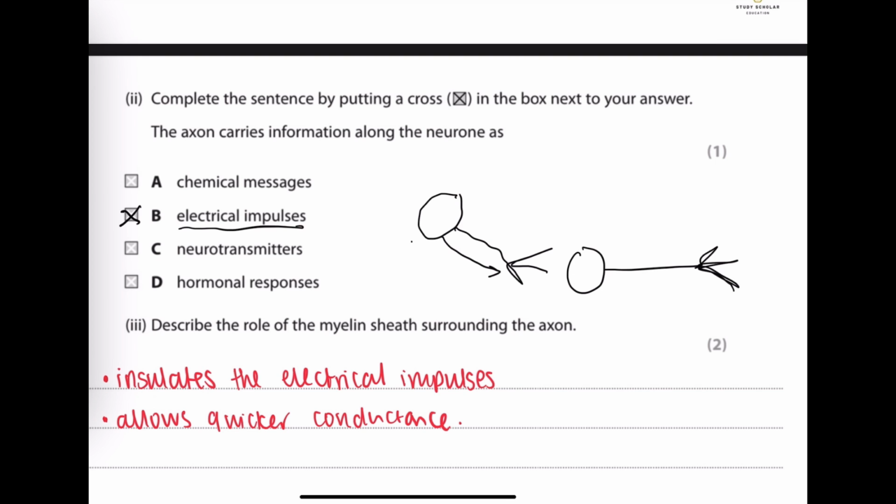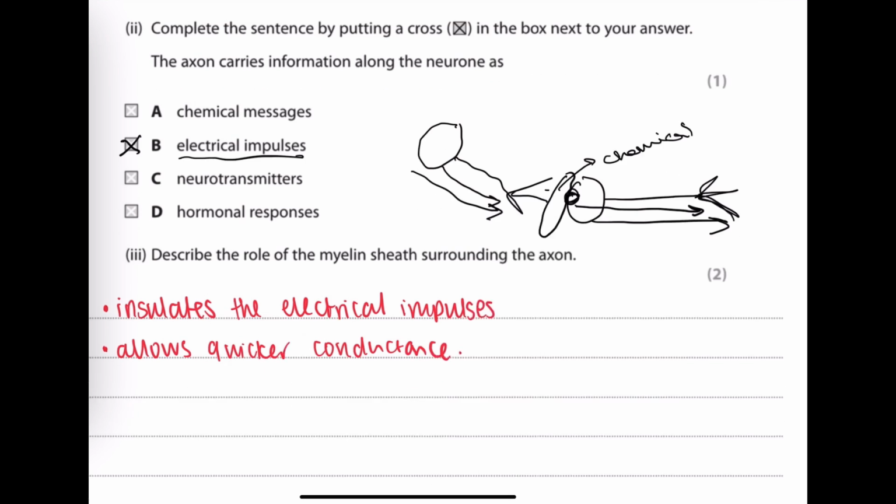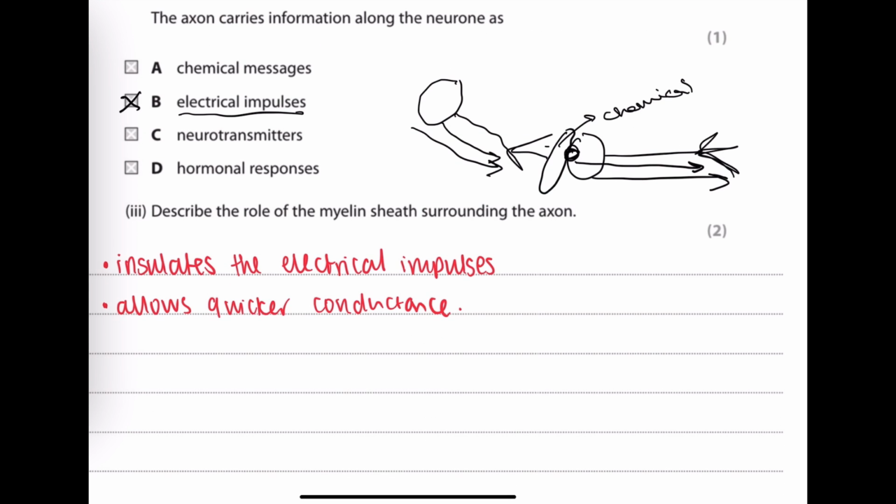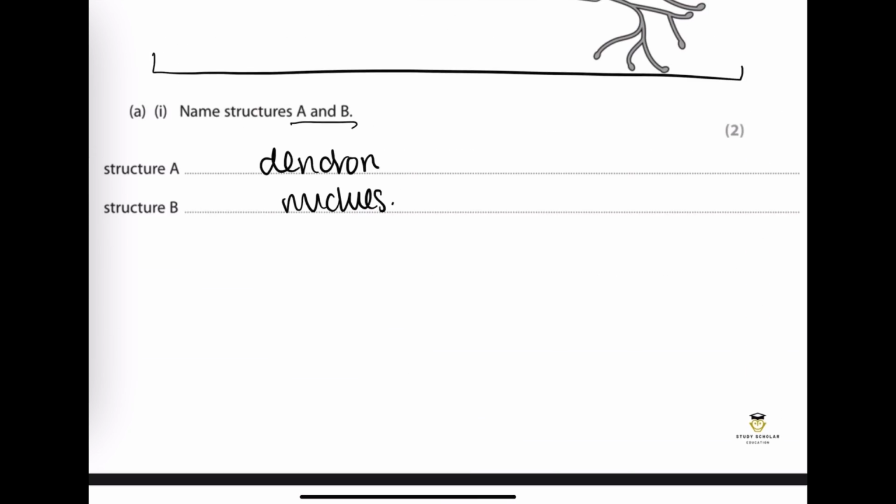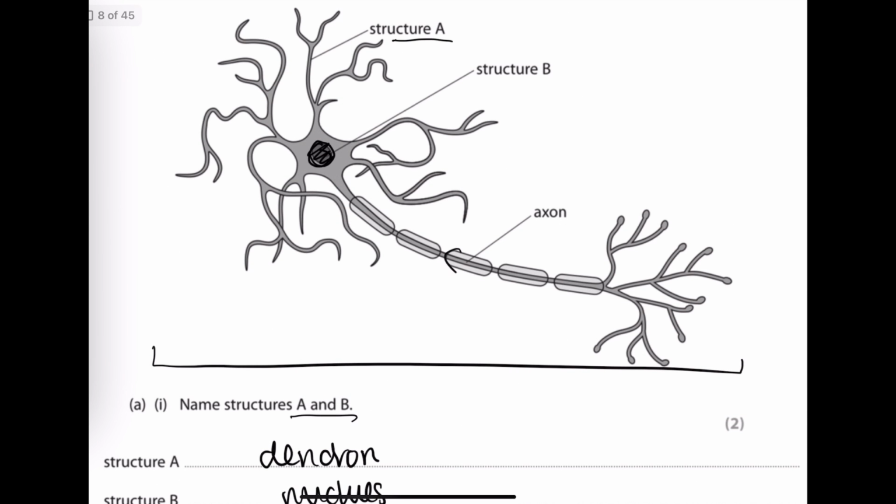So while within the neuron, this is electric. However, in between these gaps over here, this is where the chemical messages actually go, and then it gets converted back at the top to electrical and it goes down. So that's why some people may get confused. So describe the role of the myelin sheath surrounding the axons. So this over here is the myelin sheath.